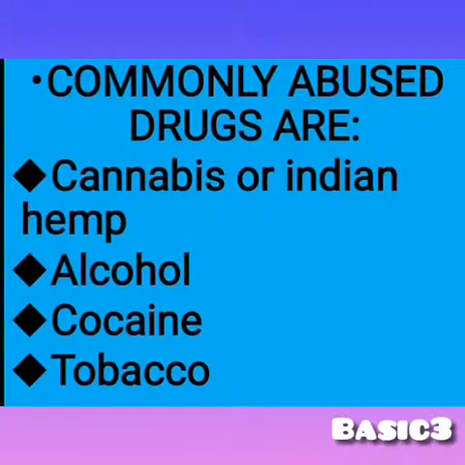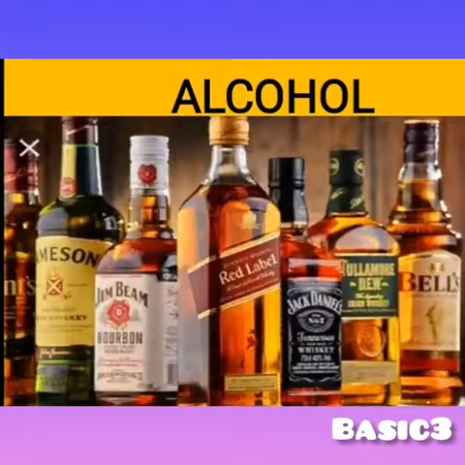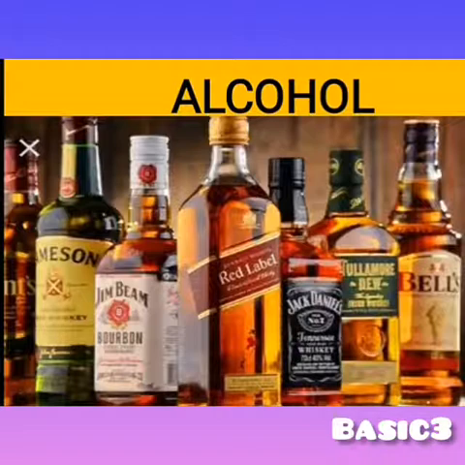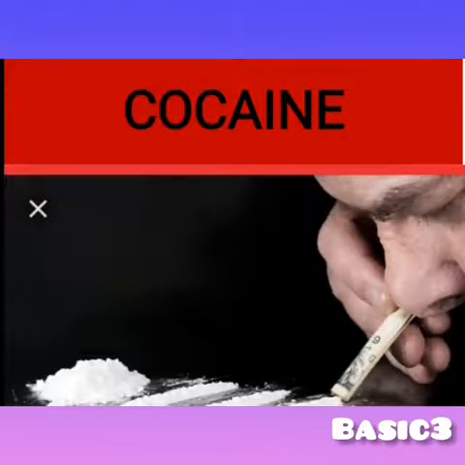Now let's look at commonly abused drugs. Examples are cannabis, alcohol, like what you've seen here. We have bottles of drinks. All these drinks contain alcohol. Then we have cocaine. If you look at it very well, you see those whitish things on top of the table, and someone is trying to sniff it. Those things on the table are cocaine.